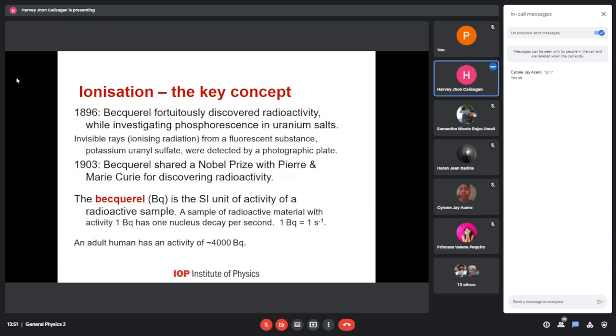Take note though, the becquerel here is the SI unit of activity of a radioactive sample. It means that every one Bq has one decay per second, or 1 Bq is equal to 1 over s. That's the frequency. So an adult human has an activity of 4,000 becquerel. So the 4,000 becquerel here means we are very active when it comes to radiation. So let's be careful.